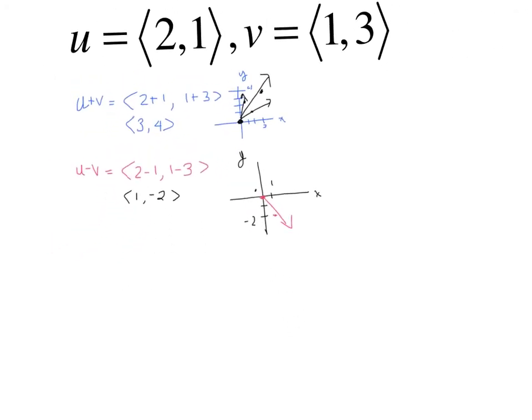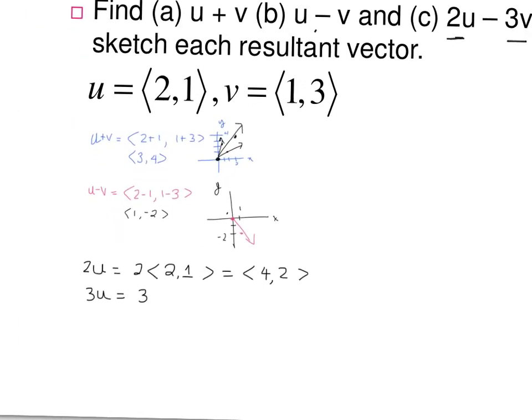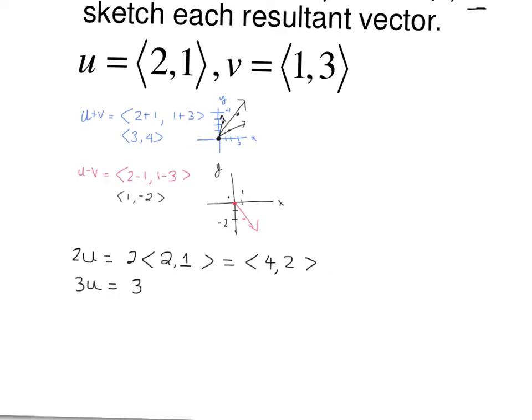And now I'm going to do twice u minus 3v. Well, in order to do 2 times u, let's just find 2u. So I'm going to take vector u, and I'm going to multiply it by 2, and we're going to get 4, 2. And I'm going to do 3 times v, and that's 3 times 1, 3, and we're going to get 3, 9.